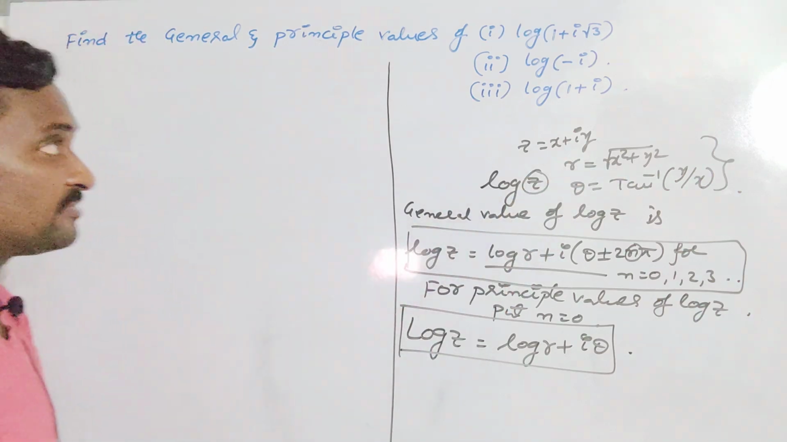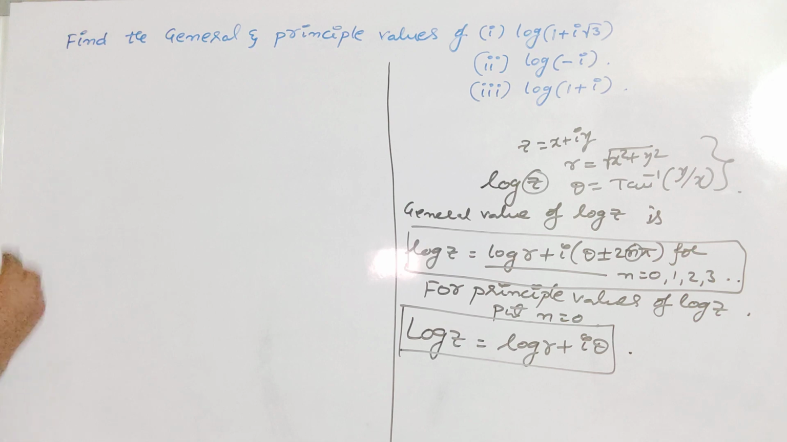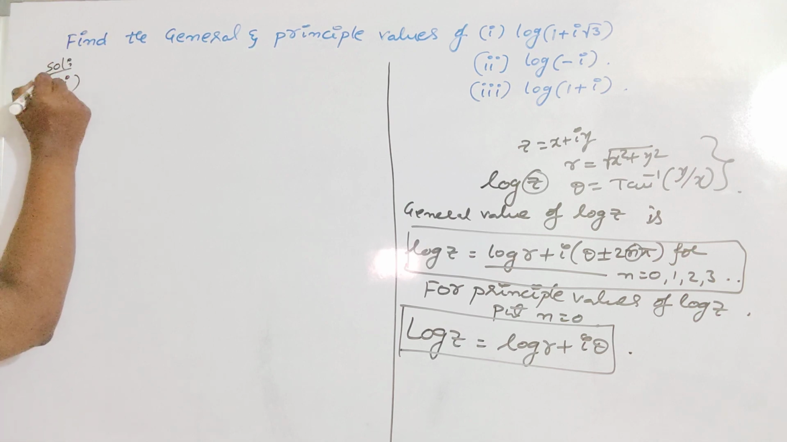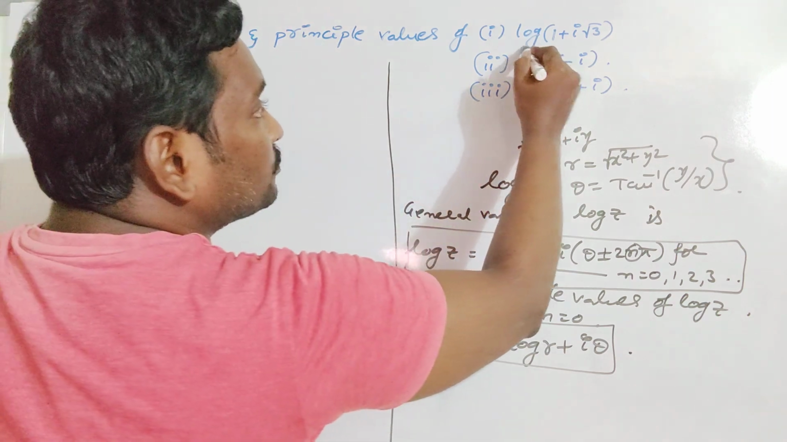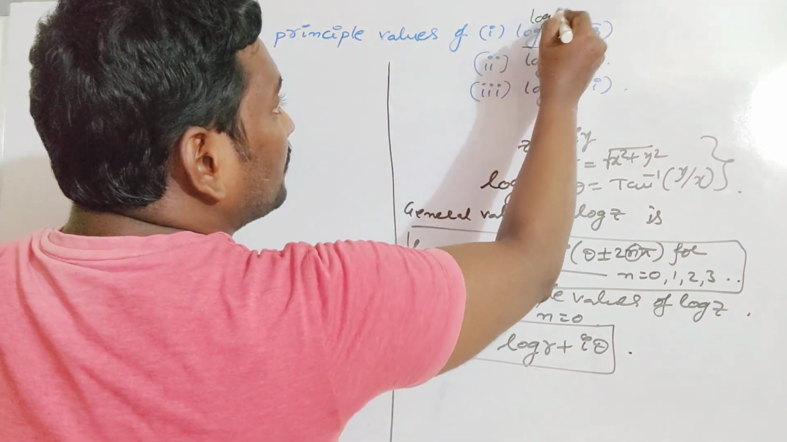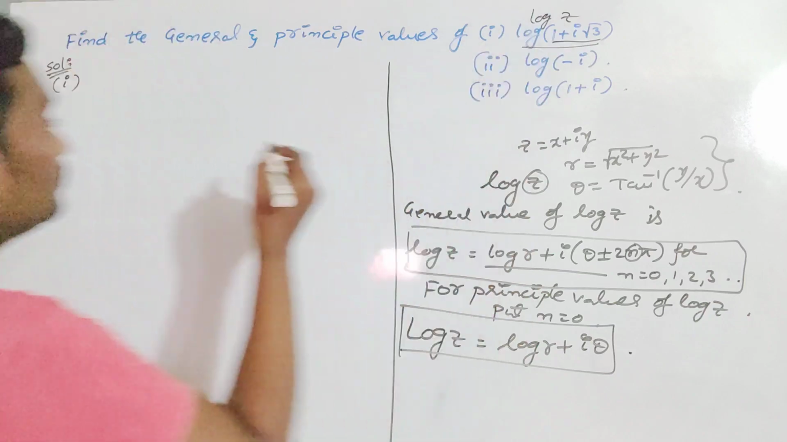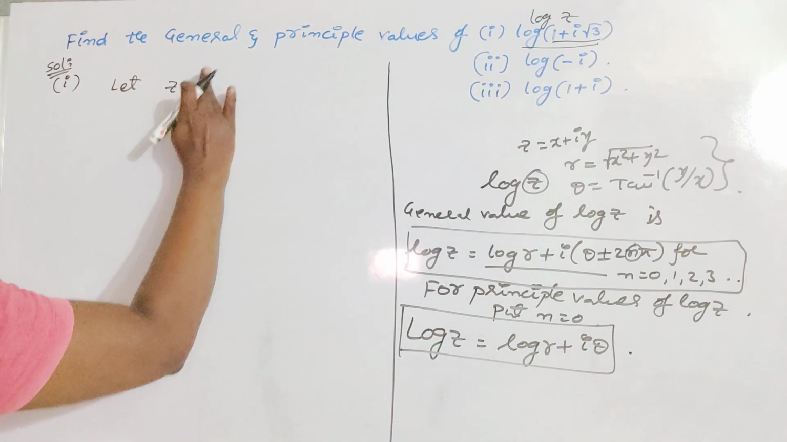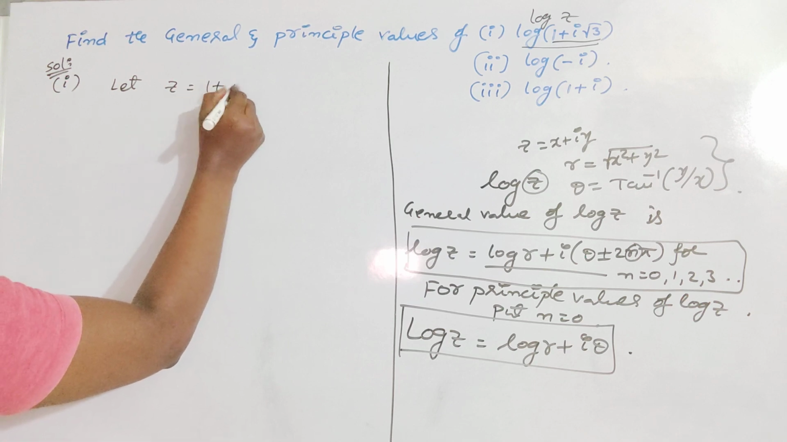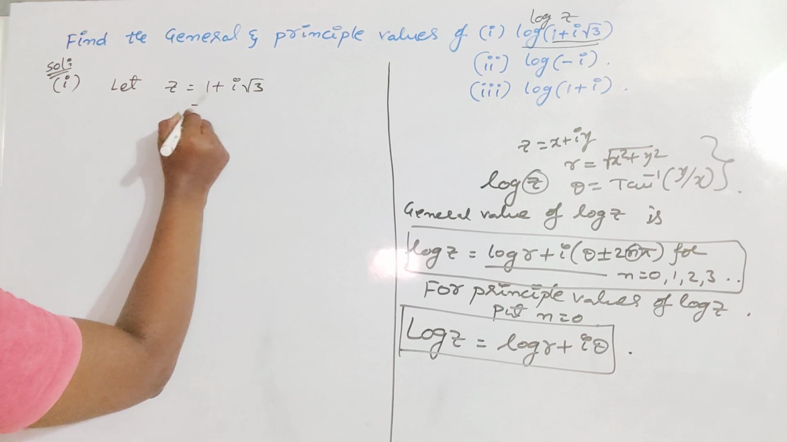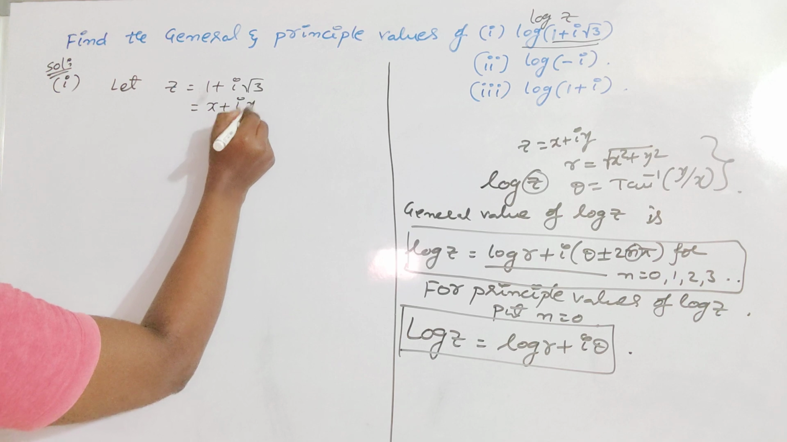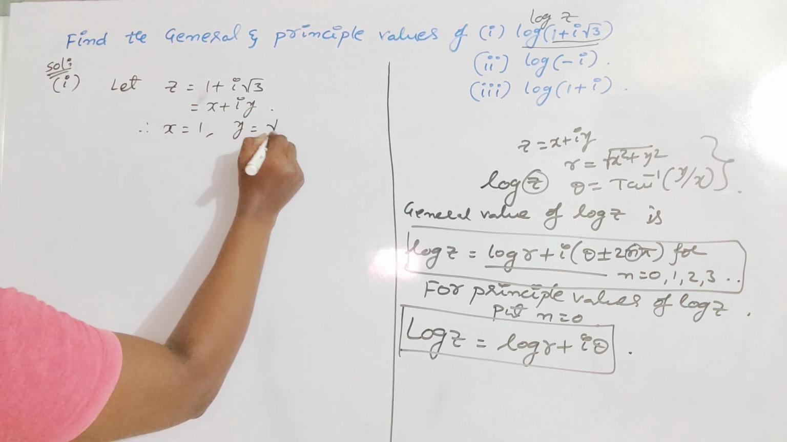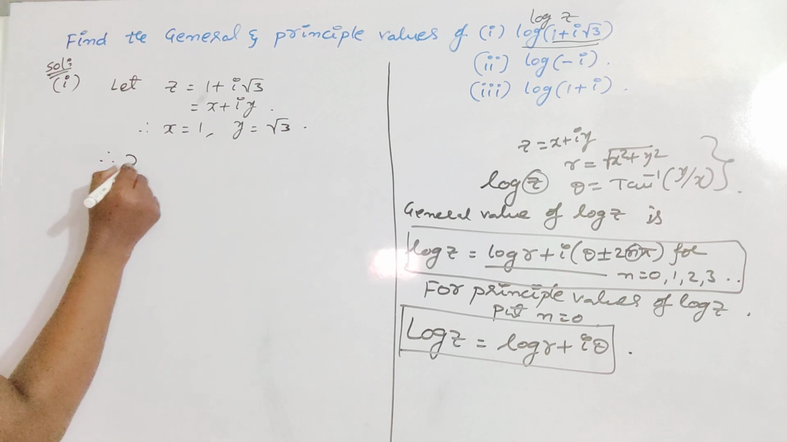Okay, see the first one. We are going to find the general and principal value of this first problem. You can compare this problem with log z. What is the z value? 1 plus i root 3. You can say this is of the form x plus iy. So you can easily get x is 1, and y is root 3.